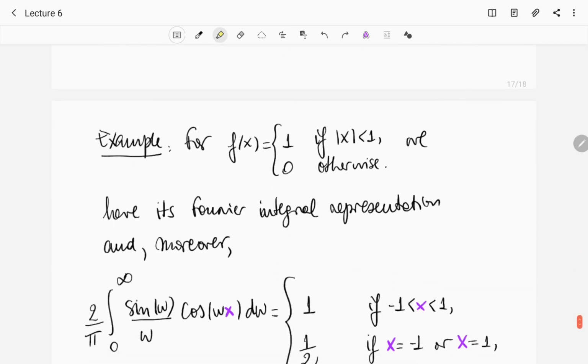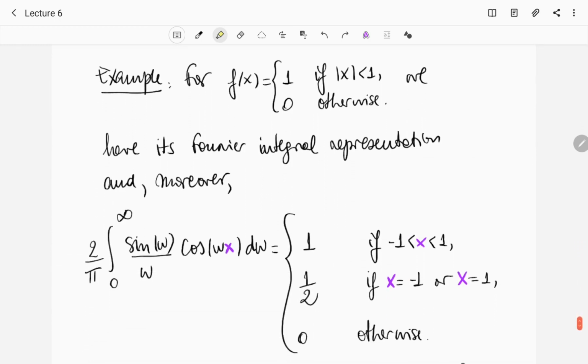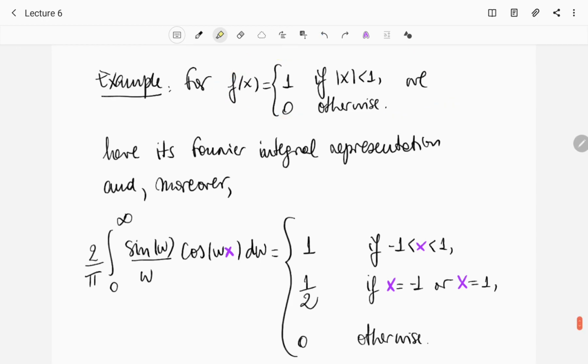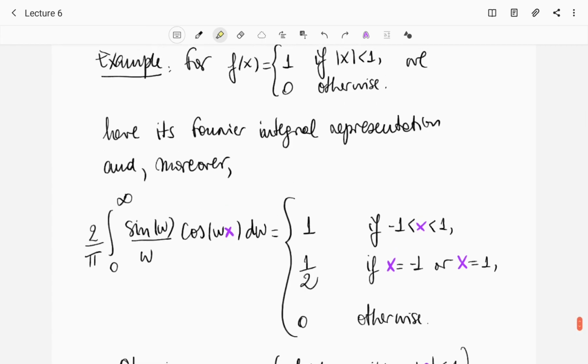So let's see an example. Same function, because we already know this Fourier integral representation, and we just saw that this improper integral is equal to 1 if x is between -1 and 1, and is equal to 1/2 if we are at -1 or 1, and is equal to 0 otherwise.